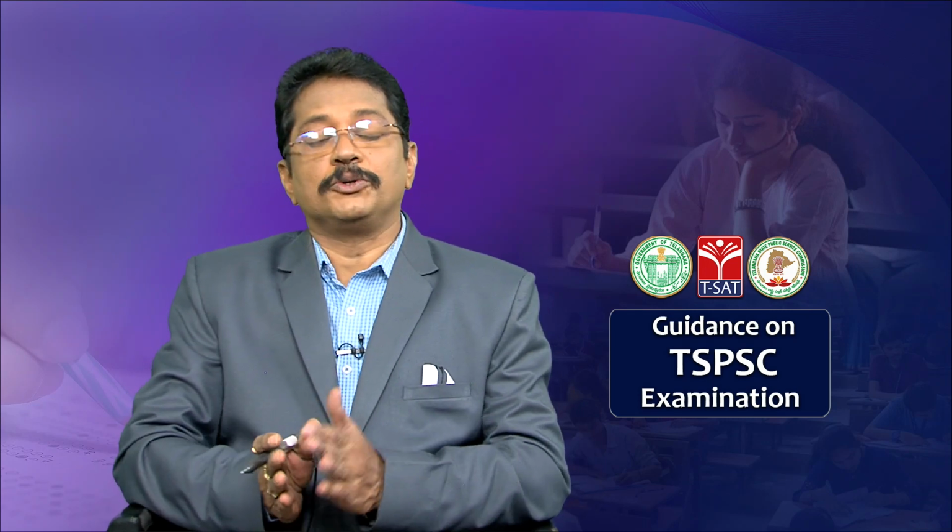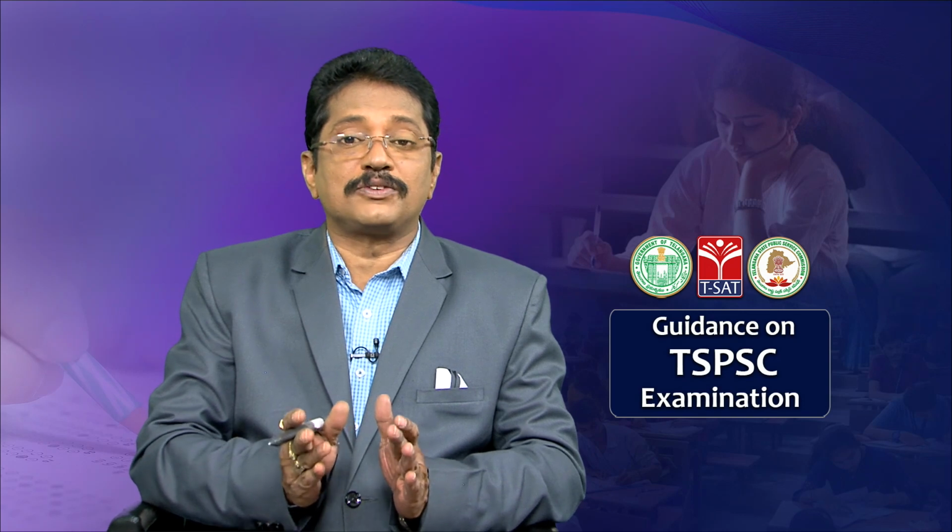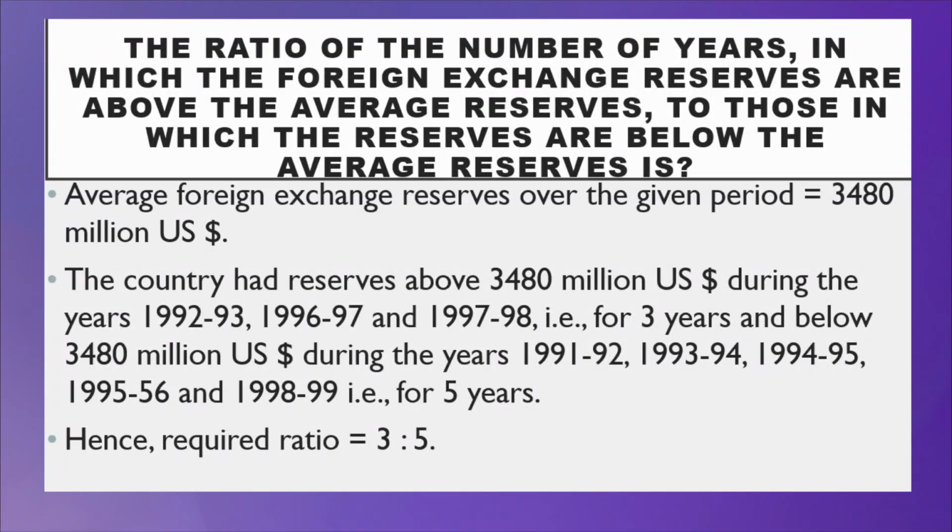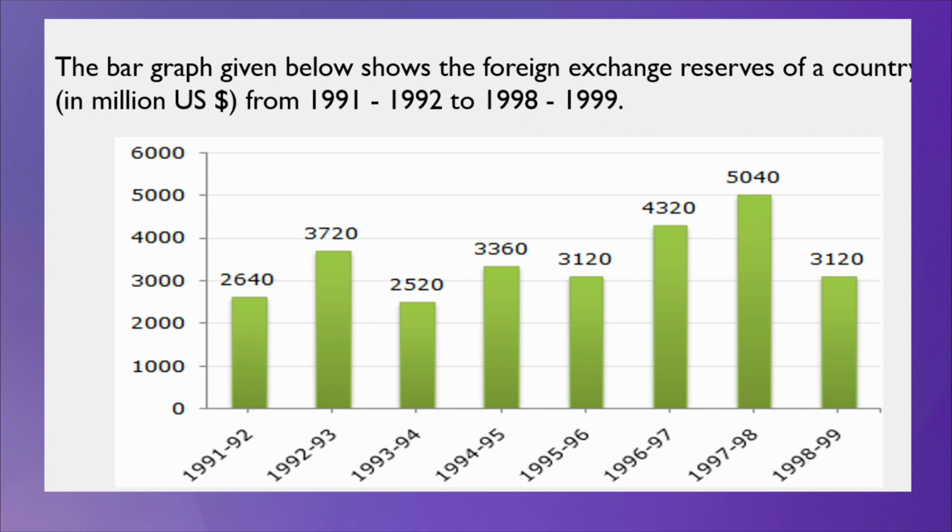So, above and below, first you have to find the average reserves of the foreign exchange. That is very, very important. What is an average? Average means the sum of the quantities divided by the number of quantities. So, how many are there? Just see the diagram here. We have 2640 plus 3720 plus 2520 plus 3360 plus 3120 plus 4320 plus 5040 and 3120. You have to add all these, and how many years are here? 1, 2, 3, 4, 5, 6, 7, 8.